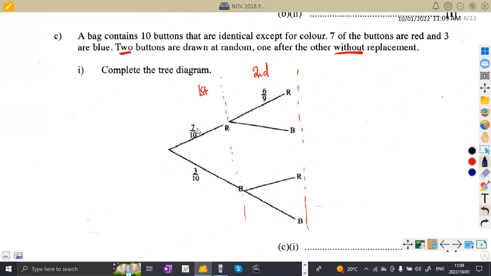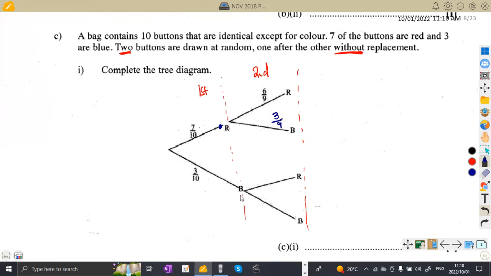We picked the red, there were 7 out of 10. Now we are left with 6 out of 9. What about the blue? This is the branch for red. We picked red, which means blue is going to remain as it is, as 3, but we only affected its total. So it's going to be 3 out of 9.